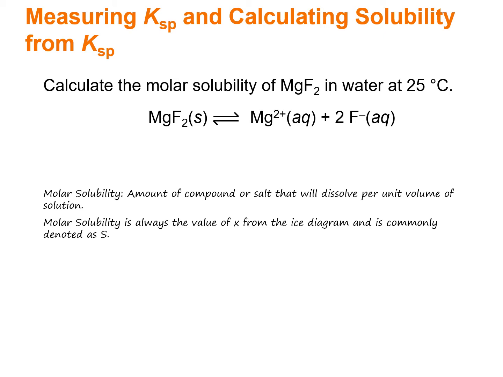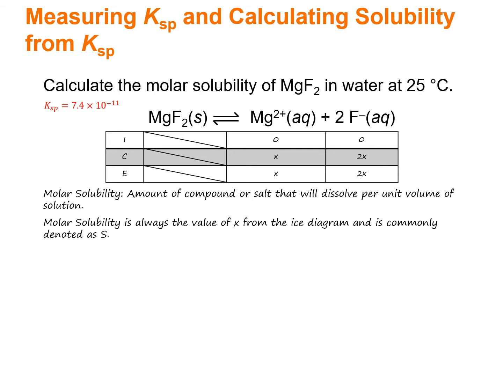Now, molar solubility isn't too hard to solve for. It's always the value of x from our ICE diagram, and it's commonly denoted as just s. To solve it for this problem, we need a Ksp, which will either be given to you or you'll be able to find in a table. Next we set up our ICE diagram. We're assuming we start with 0 of the different ions, not looking at a common ion effect or anything like that. Because of their stoichiometry, magnesium gets an x for its change and 2x for fluoride. At equilibrium, we have x and 2x.